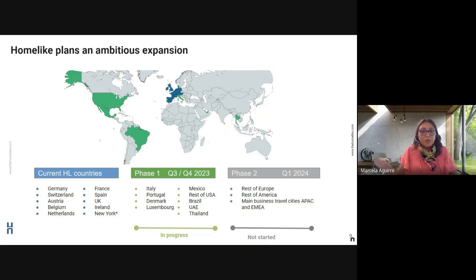Talking about phase 2, we are talking about a phase that we estimate is going to start in Q1 next year. We are going to be working for the rest of Europe, onboarding the rest of Europe to give real life availability, real life options to B2C clients in Europe, rest of the Americas. And also there is going to be a big focus on onboarding business travel cities within APAC and EMEA.